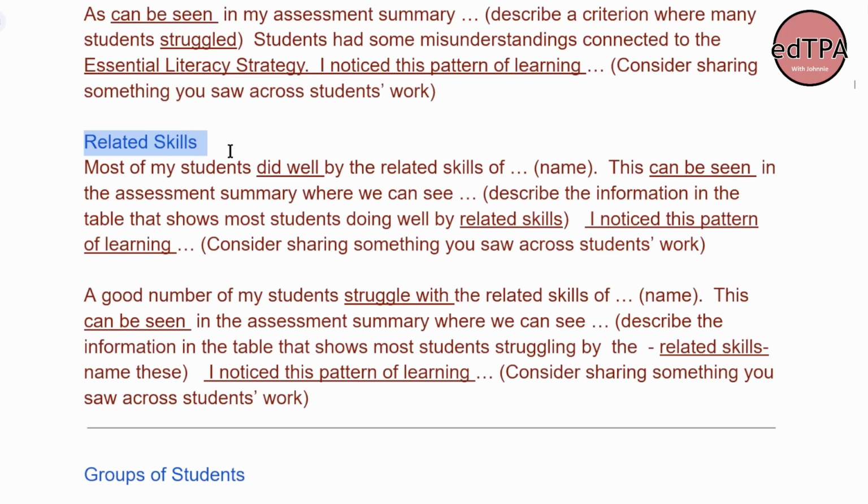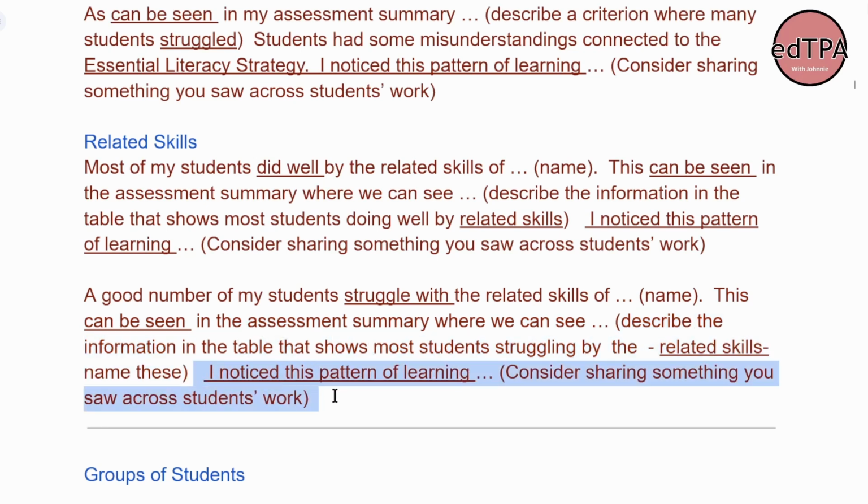So related skills, and this is what students are doing well. So they know the parallel is with related skills. A good number of my students struggle with the related skills of, and give names to them. This can be seen in the assessment summary where we can see, so looking again at the table, kids who aren't quite meeting the proficient level. Describe the information in the table that shows most students struggling by the, and describe the related skills.